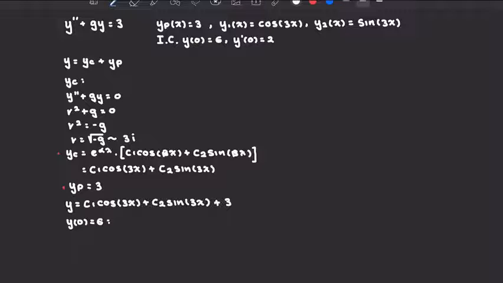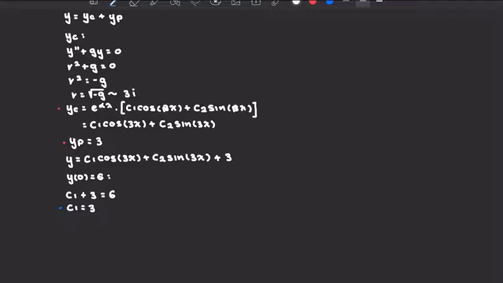C1 times cosine of 3 times 0 is 0, so cosine 0 is 1. So C1 plus C2 sine of 3 times 0, sine of 0 is 0, so C2 times 0 is another 0. So this C1 plus 3 equals 6, and we get our C1. C1 is equal to 6 minus 3, which is just 3. So let's circle our C1.